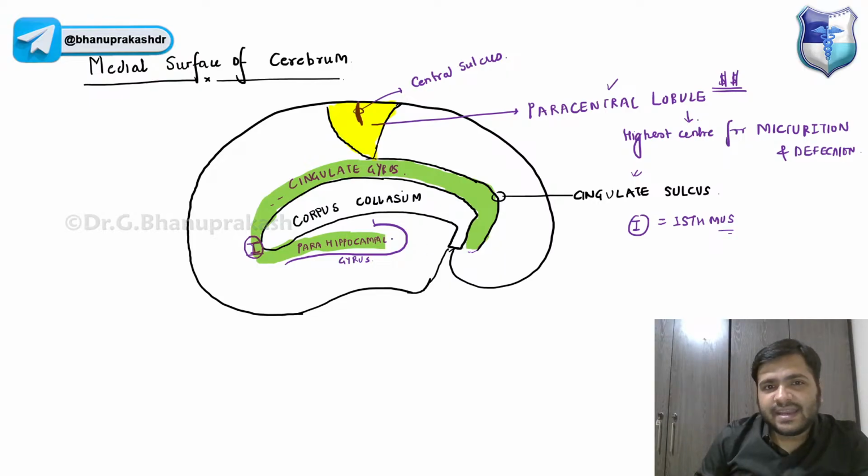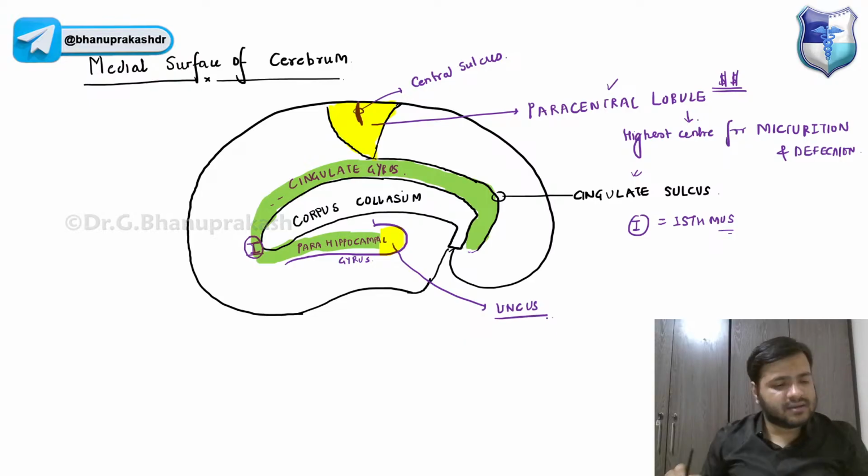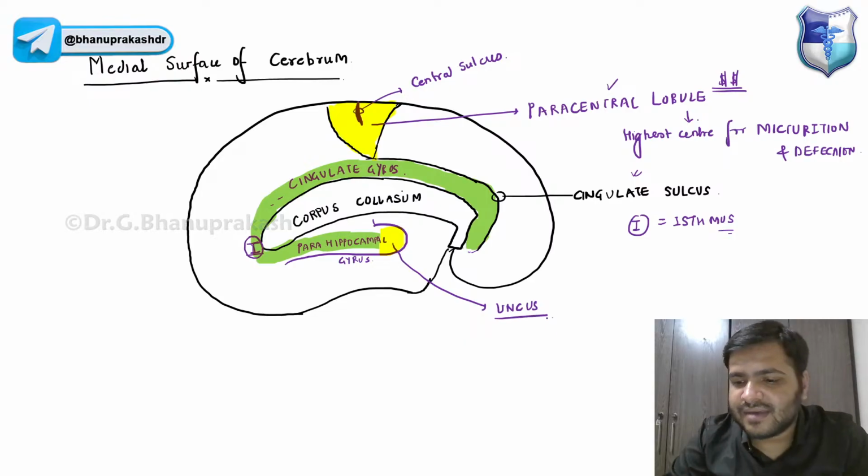Now this anterior, turned upward part of this parahippocampal gyrus is called the uncus. It is called the uncus, guys.